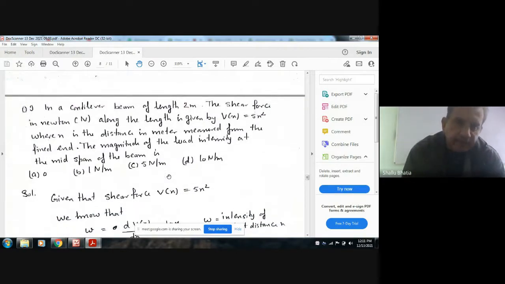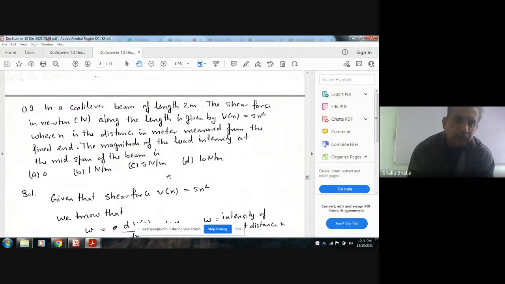Next, in a cantilever beam of length 2 meters, the shear force in Newtons along the length is given by Vx equals 5x, where x is the distance in meters measured from the fixed end.